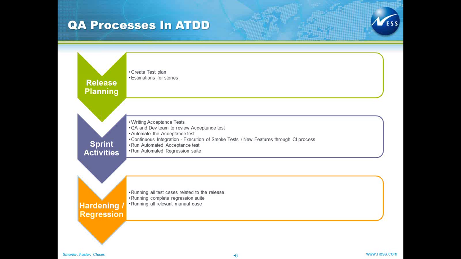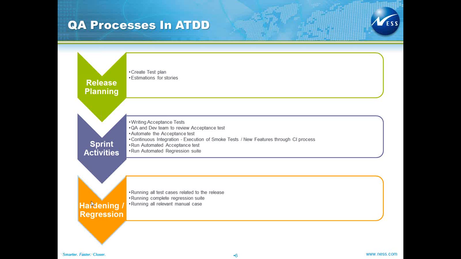You have to run the entire automated acceptance tests that are being built in a particular sprint, as well as the ones that you have been building up till that point in time, and run your automated regression suite. So these are the sprint activities that a QA should focus on when testing in an Agile environment.